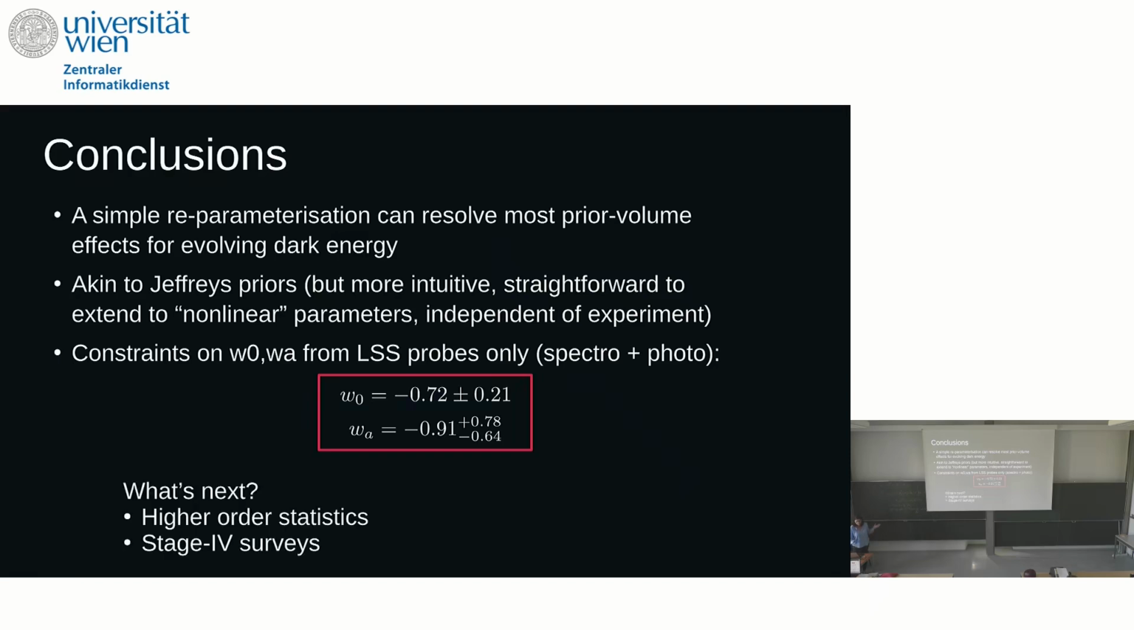So what's next? We are now looking at higher order statistics. And what I think will be very exciting will be applying this to stage 4 surveys, so DESY and Euclid. And a question for you all is how will this hold up compared to alternative methods? Because as we saw, the constraints are not that tight, so it would be interesting to see how it compares.